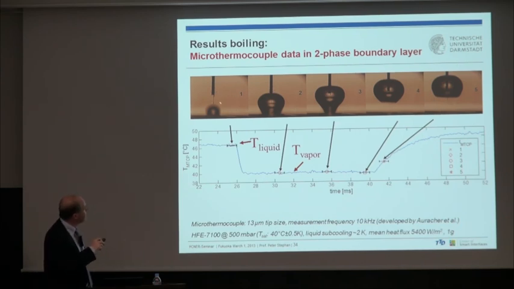For example, we place here this transparency that I show you, this slide, we place our micro-thermocouple just above the artificial nucleation site in the experiment. The micro-thermocouple was developed together with my colleague Hein Auracher from University of Berlin. It has only a tip size of 13 micrometer, so a very high measurement frequency. And we see, for example, this here is HFE 7100 at 500 millibars, so a saturation temperature of 40 degrees C. And you see that here, when the tip of the micro-thermocouple is above the vapor bubble in the hot boundary layer, it's only slightly subcooled here, the liquid pool.